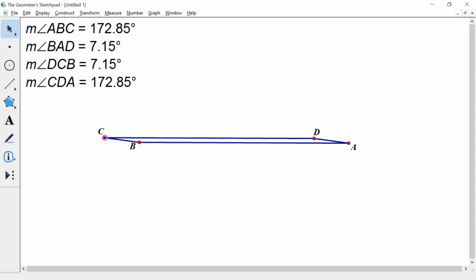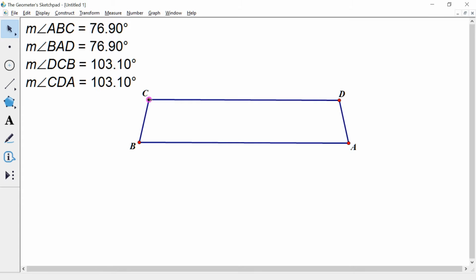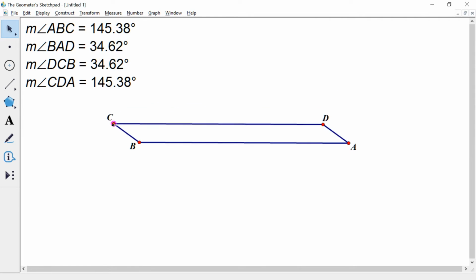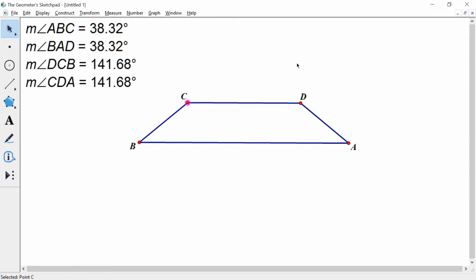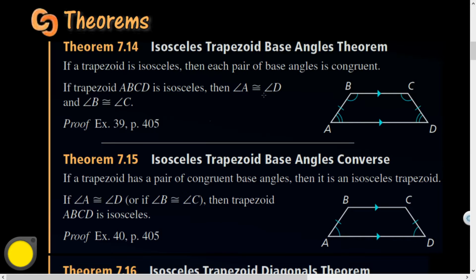Let's see, can I break this one? Oh, yeah, I broke it. Yeah, once I go obtuse, then it breaks it. Whoa, yeah. I like breaking my sketches here. So, base angles theorem works. Also, the base angles converse. If you have 2 angles in a trapezoid that are base angles and they are congruent, then the legs of the trapezoid, it's going to be an isosceles trapezoid.